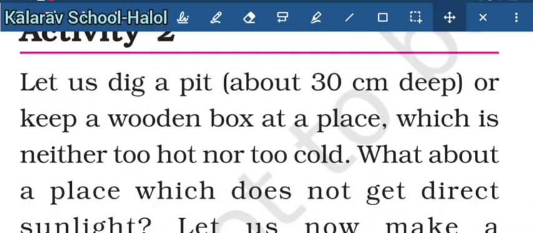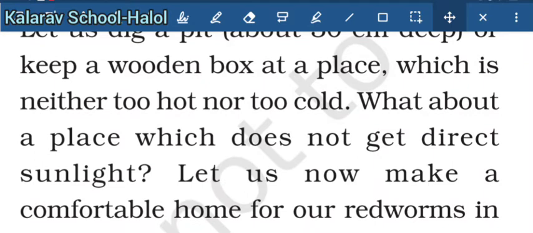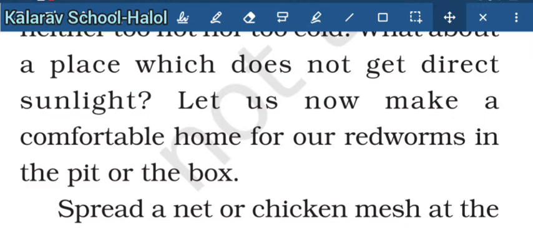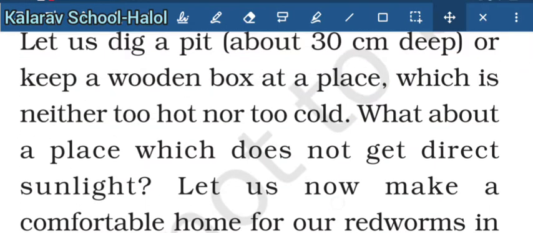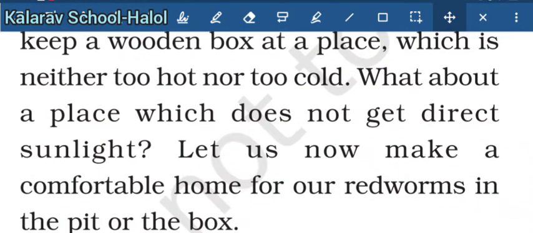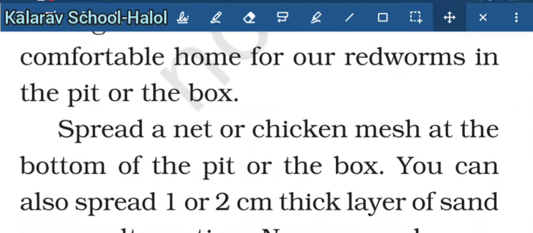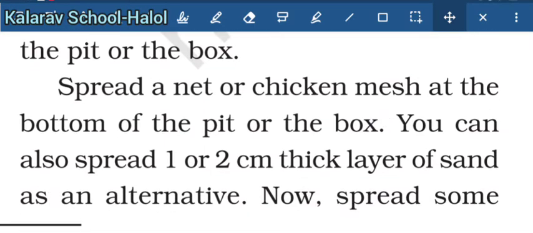Let us dig a pit or keep a wooden box at a place which is neither too hot nor too cold, a place which does not get direct sunlight. You have to make a comfortable home for our red worms in the pit or the box. Spread a net or chicken mesh at the bottom of the pit or the box. You can also spread 1 to 2 centimeters of sand. If you do not have a pit, then you can spread sand as an alternative.